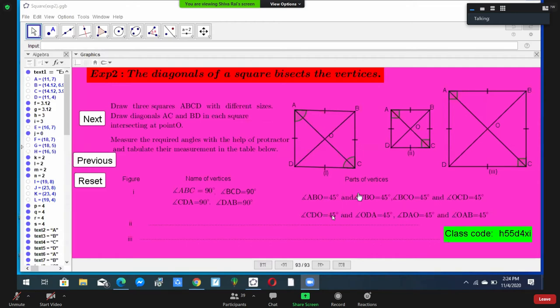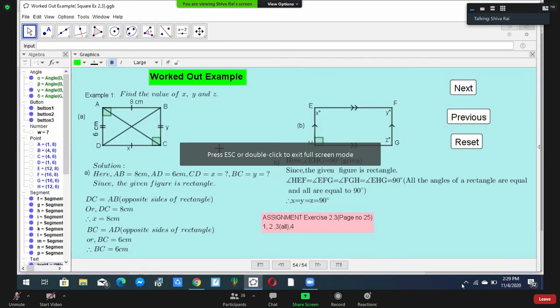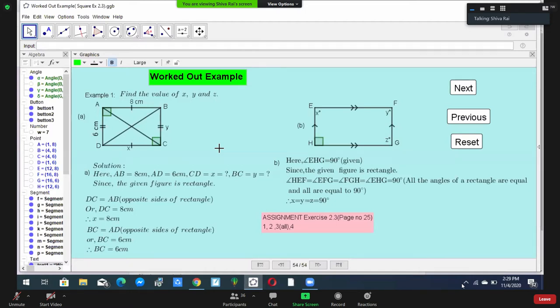So now after this, okay. For example, find the value of x, y, and z. If there are only two things you have to find, just find two things. In figure A, you just have to find two things, x and y. But in figure B, you have to find all three unknown things, x, y, and z. You look here, the first figure is a rectangle. The second figure is also a rectangle. Everyone look here in the screen. So here find the value of x, y, z.